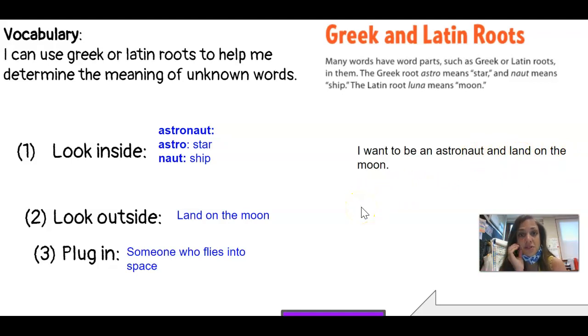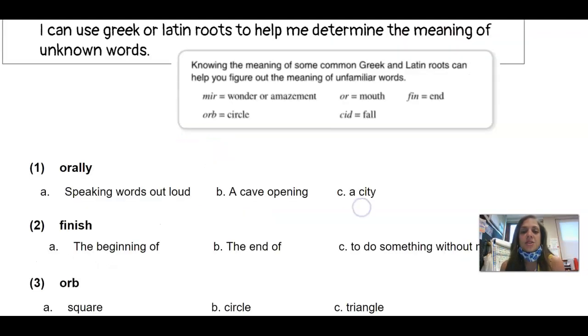Now we're going to take what we've just learned about Greek or Latin roots and apply it to our workbook page. Here's a resource with Greek or Latin roots and their meaning. Knowing the meaning of some common Greek and Latin roots can help you figure out the meaning of unfamiliar words.